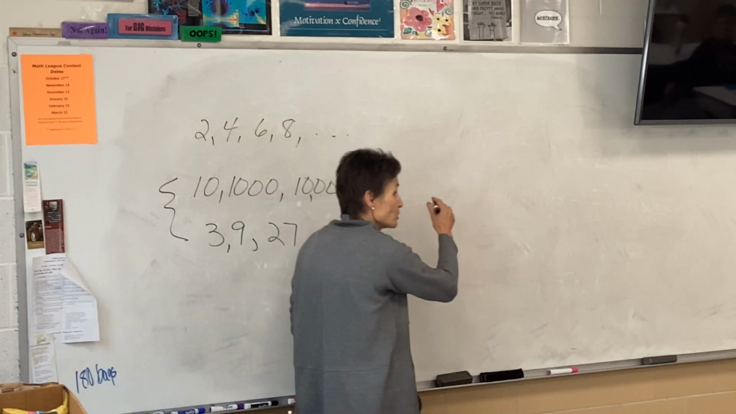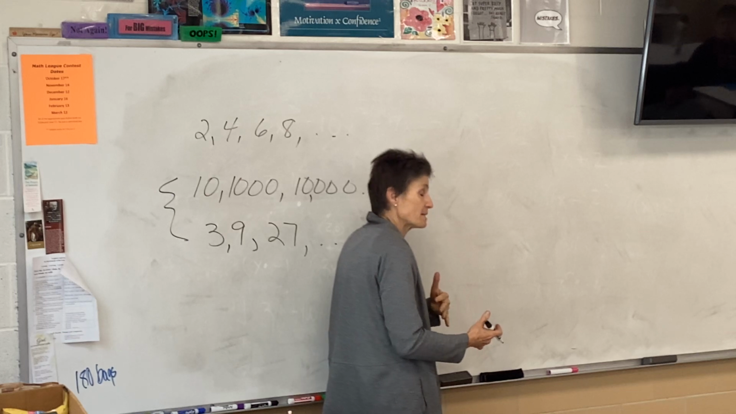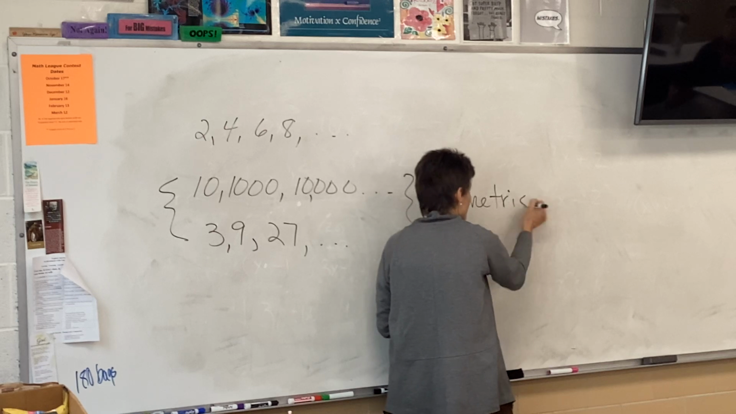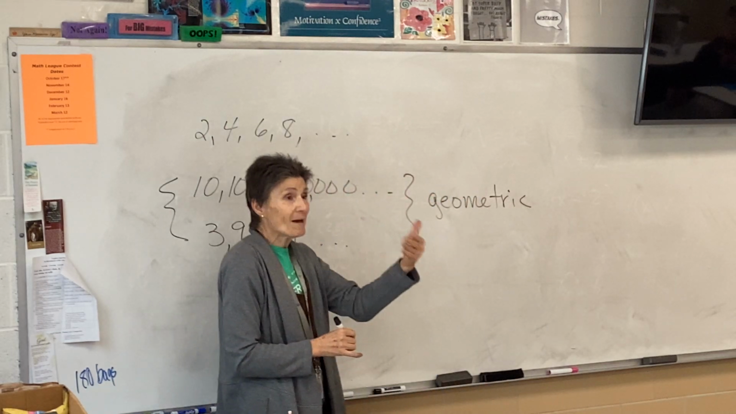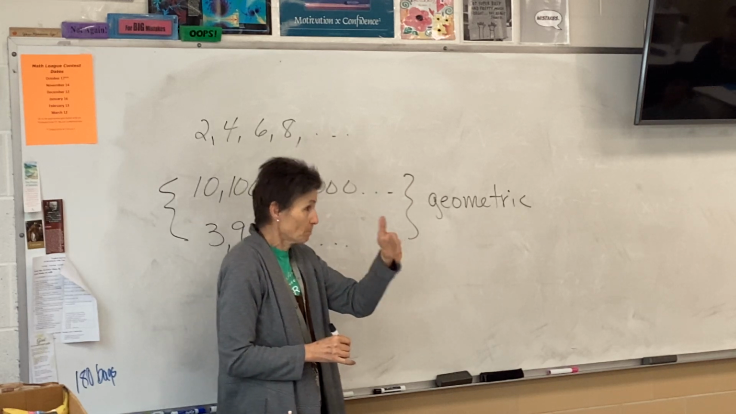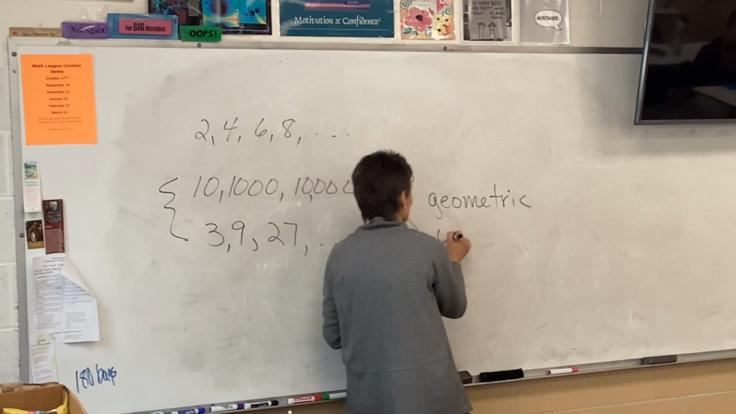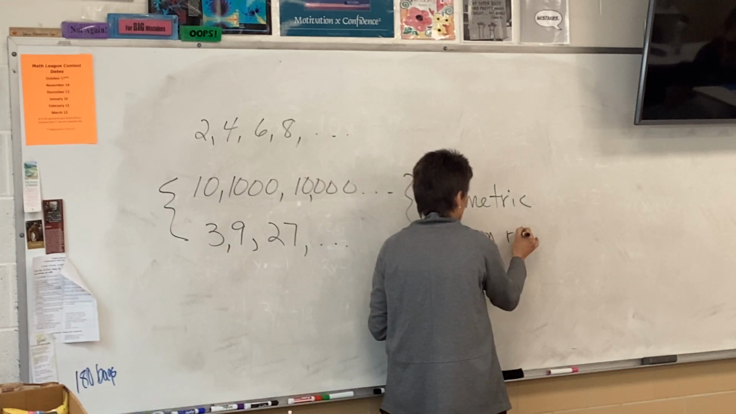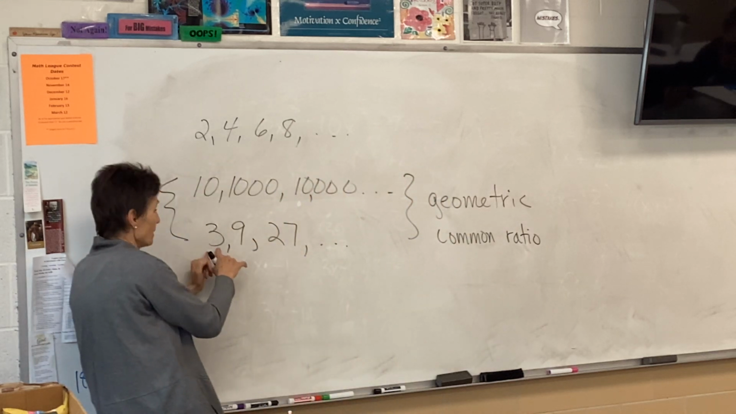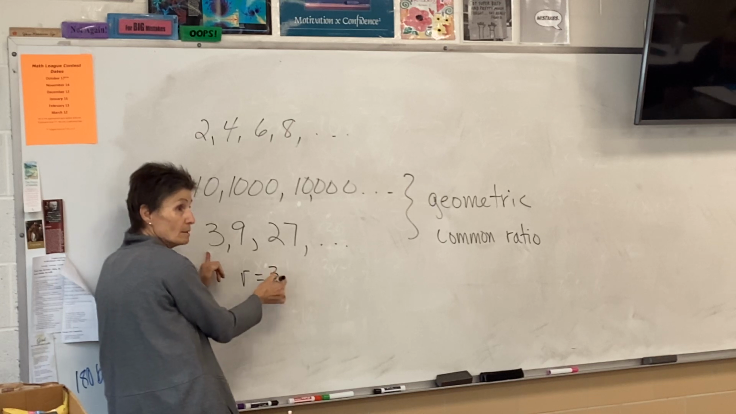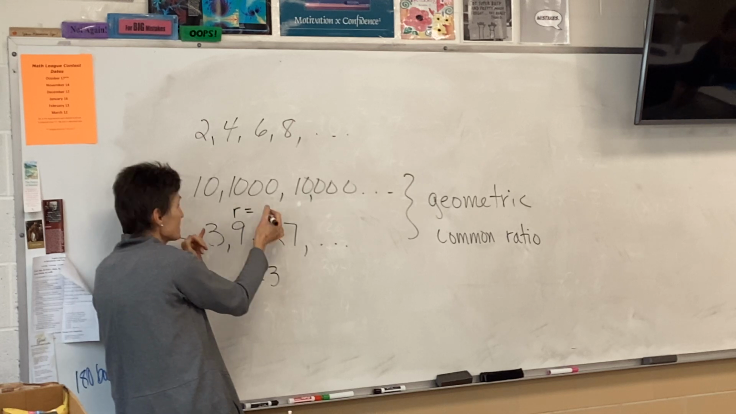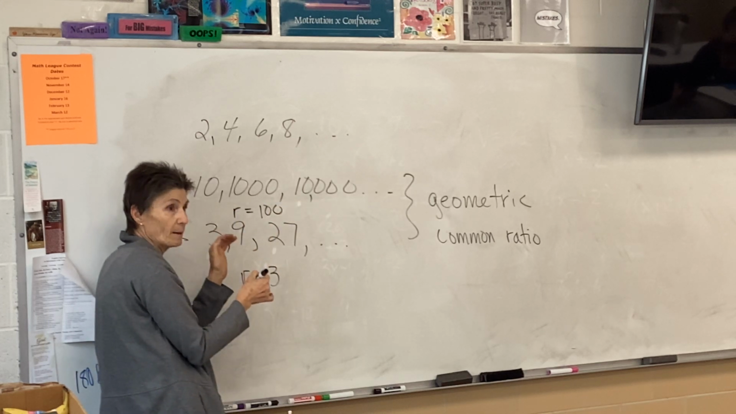When you get from term to term by multiplying by the same number, the sequence is called geometric. Did you guys do these last year? And a geometric sequence, we just said, is generated by multiplying by the same number. That number is called the common ratio. For this sequence, the common ratio is 3, because that's what we keep multiplying by. And for this one, the common ratio is 100.